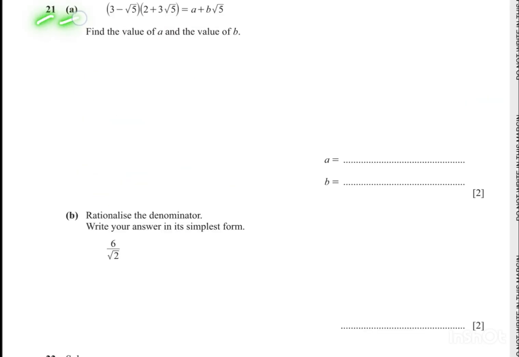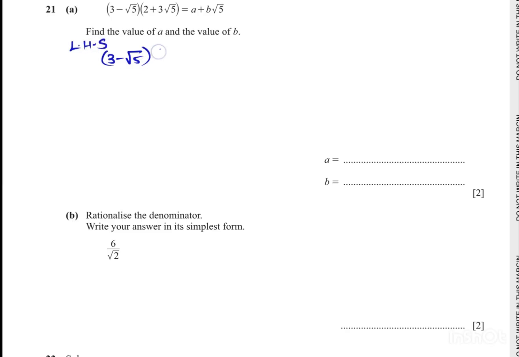Question number 21a. 3 minus root 5 into 2 plus 3 root 5 is equal to a plus b root 5. Find the value of a and the value of b. This is just multiplication of the surds. So multiply the left hand side, find out the left hand side.